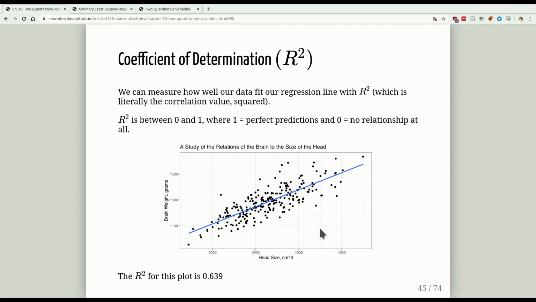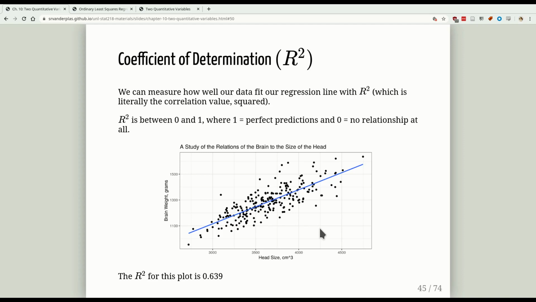We refer to the coefficient of determination as r squared, and as it so happens, it's literally the correlation value squared. Because of that, it's always going to be between 0 and 1, where 1 equals perfect predictions, and 0 is no relationship whatsoever. The r squared for this particular plot is 0.639. What that means is that we are predicting 63% of the total variability in y with our regression line.